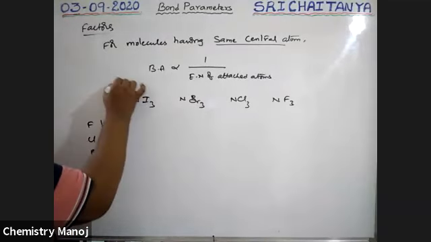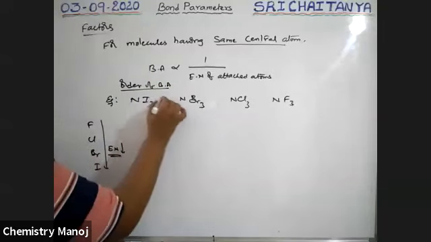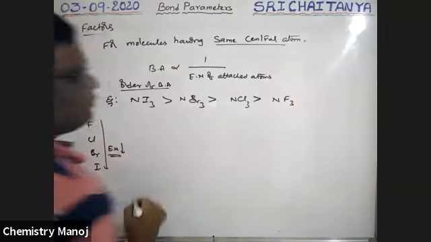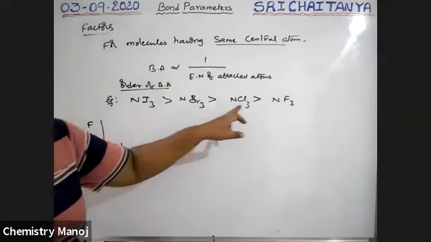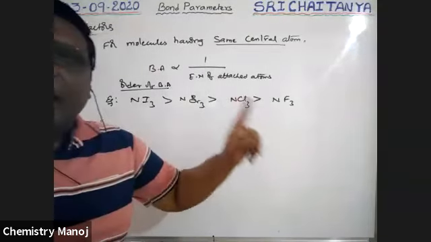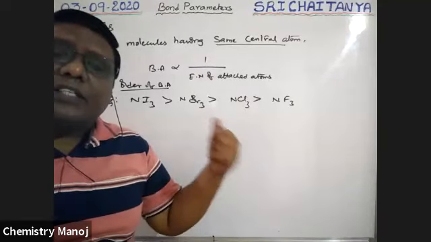Therefore, the order of bond angle in this case is NI3 greater than NBr3, greater than NCl3, greater than NF3. That is if the central atom is the same.